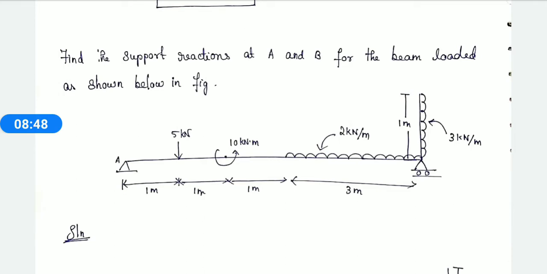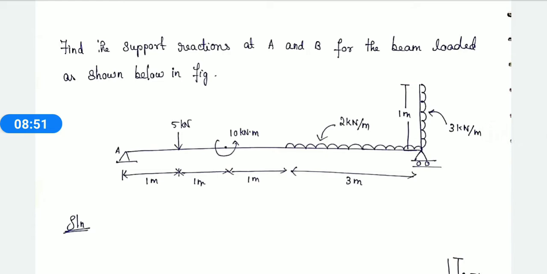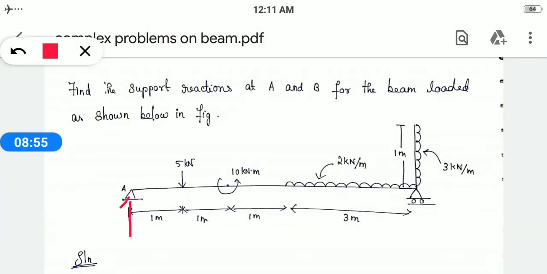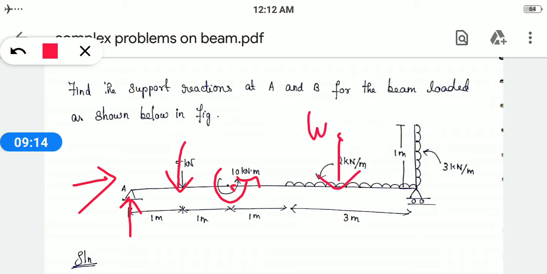A is a normal support, so we have two reactions at A, that is RAX and RAY. Both will act. Then there is a point load, that is 5 kilonewton. Then there is a moment, 10 kilonewton meter. What is the next load? This is your UDL. To convert this UDL into a point load, you have to take W into L, and the distance will be half, that is 1.5 over here and 1.5 over here.